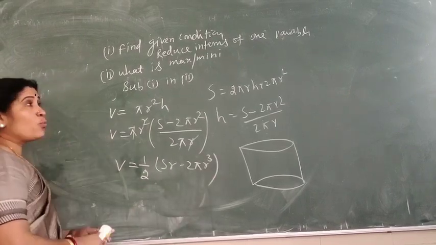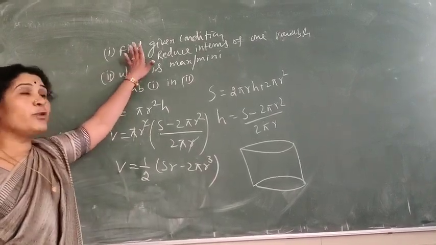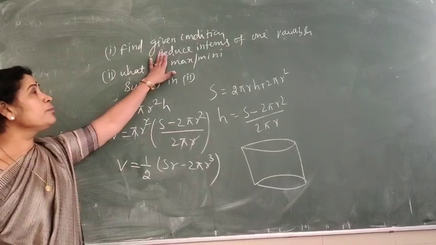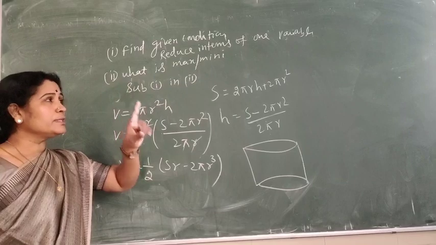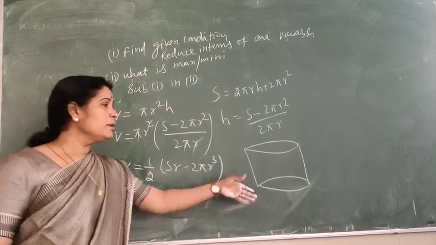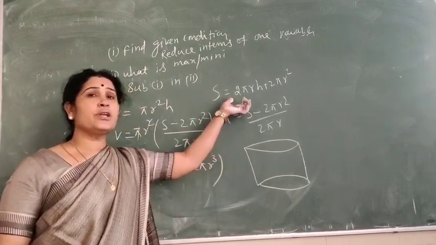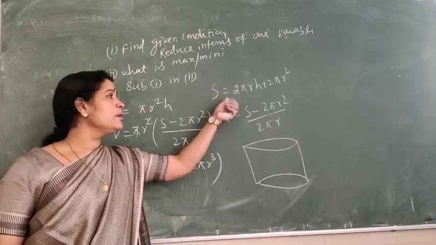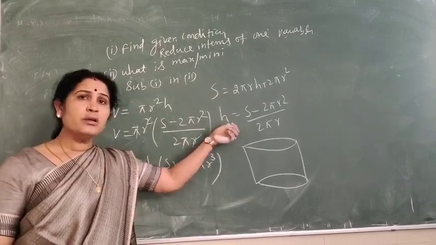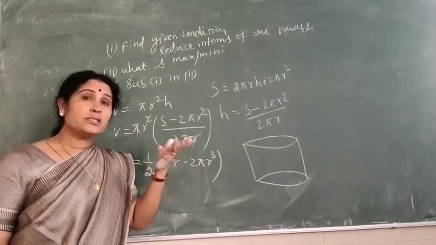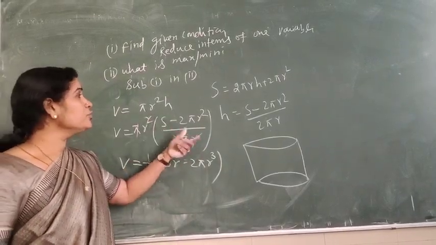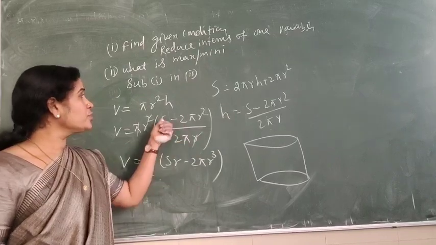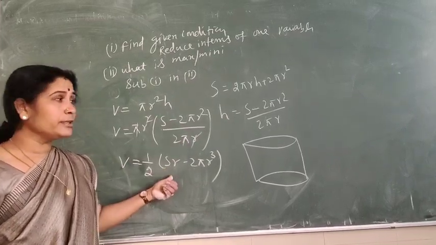Are you clear? So what I told you, step number 1, what is the given condition? Reduce in terms of one variable. Now you have to read the question, what is maximum or minimum? That's the example I am saying, a closed cylinder. What is given here? Surface given. So surface I have reduced here. You have to prove what they are asking. Volume is maximum. So volume formula you know, pi r square h. Substitute whatever you have reduced in volume, then we are getting this.